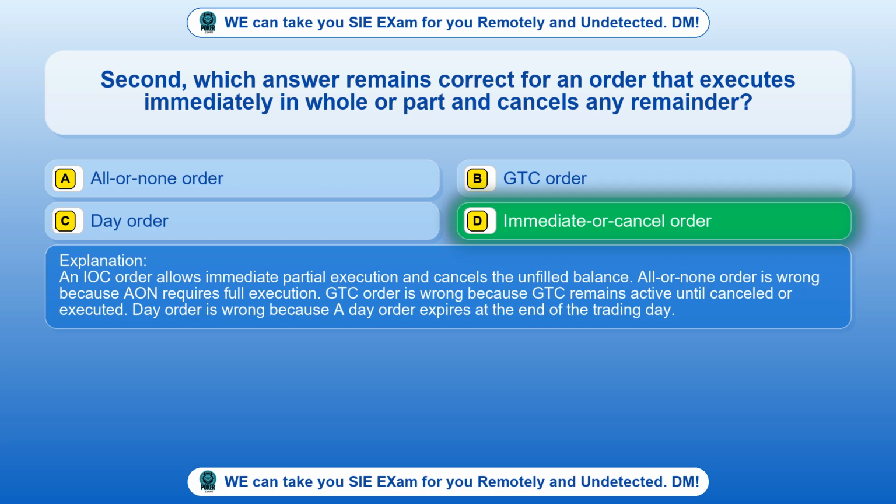An IOC order allows immediate partial execution and cancels the unfilled balance. All or none order is wrong because AON requires full execution. GTC order is wrong because GTC remains active until cancelled or executed. Day order is wrong because a day order expires at the end of the trading day.